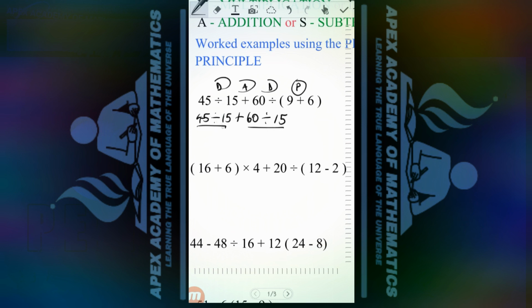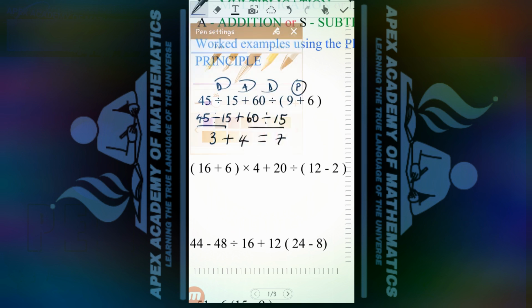Okay, so 45 divided by 15 is 3 and 60 divided by 15 is 4. So we get a nice result here of 7. All right, and that's a very clear demonstration. That should not be a very difficult problem at all. All right, good. So I hope you got that very first easy example. Let's jump into another example.